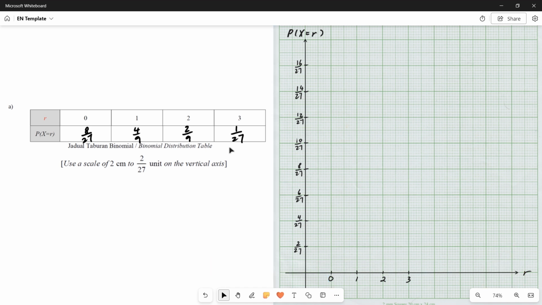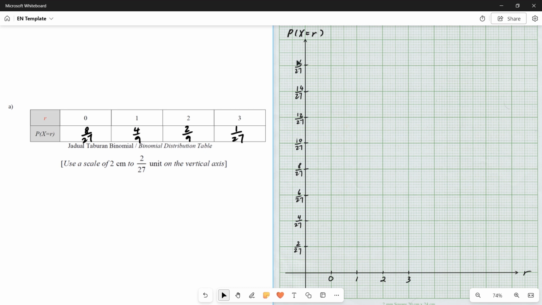And the y-axis would be the probability part, so for the labeling I will put P(X = R), and for the scaling I will use the given scale here, so 2 cm to 2/27 units. 2 cm is one big box, so one big box is 2/27, and to find the next number I just add 2/27.